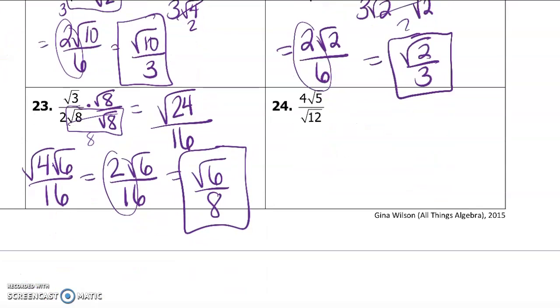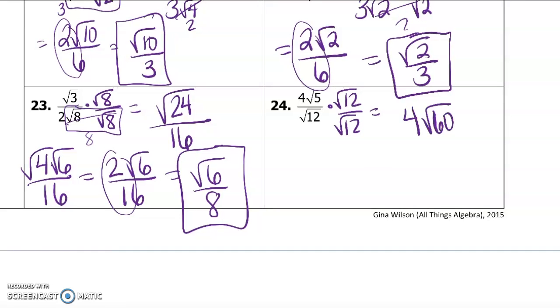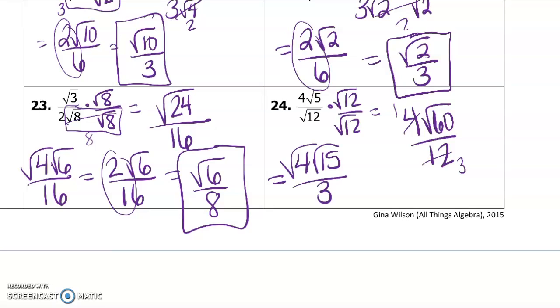And finally, 24. We cannot simplify anything, so you're going to do your square root of 12 right away. That gives me 4 square root of 60 all over 12. So I'm going to do 2 things here. The 4 cancels to a 1, the 12 cancels to a 3. The 60 needs to get split into 4 times 15. 4 is our biggest perfect square that goes into 60. And then my denominator is 3. Square root of 4 is 2. So your final answer, I'm going to write it down here, is 2 square root of 15 all over 3.